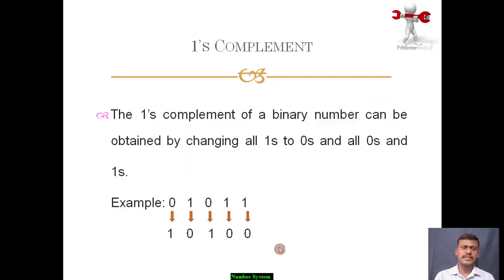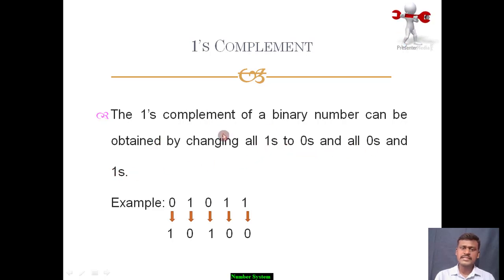So the first complement is ones complement. The ones complement of a binary number can be obtained by changing all ones to 0 and all zeros to 1. This means whichever binary number is given to you needs to be complemented, like the bits present in the number need to be changed from ones to zeros and zeros to 1.